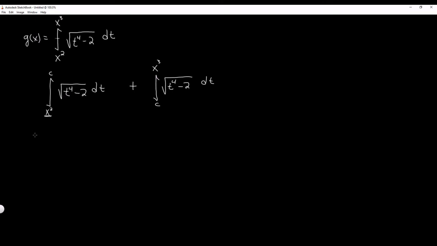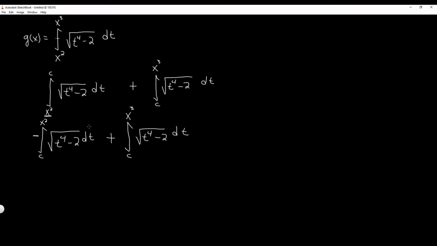So this integral, we'll rewrite it as the negative integral from some constant c to x squared of t to the 4th minus 2 plus, and then this one's fine, we'll just rewrite it as is. So from some constant c to our variable x of the integral of t to the 4th minus 2 dt. Can't forget the dt's.